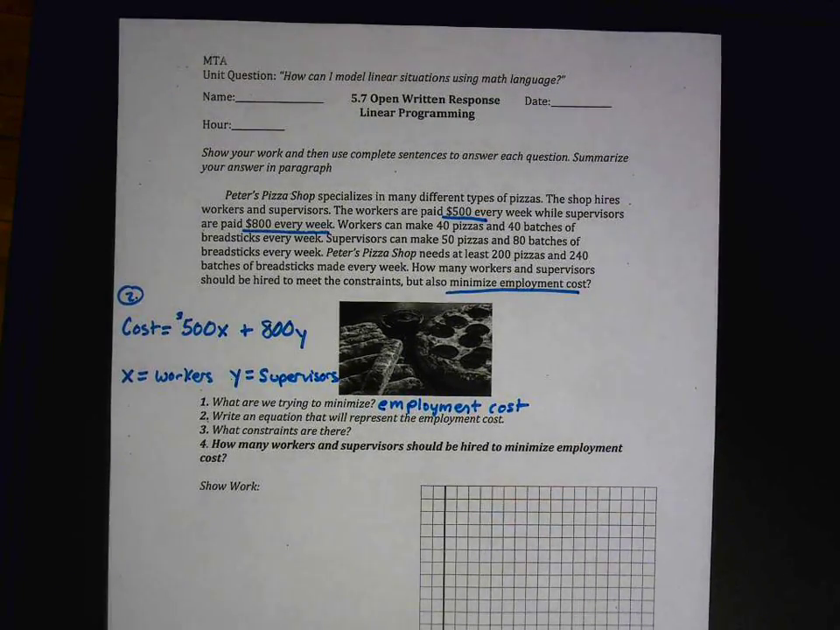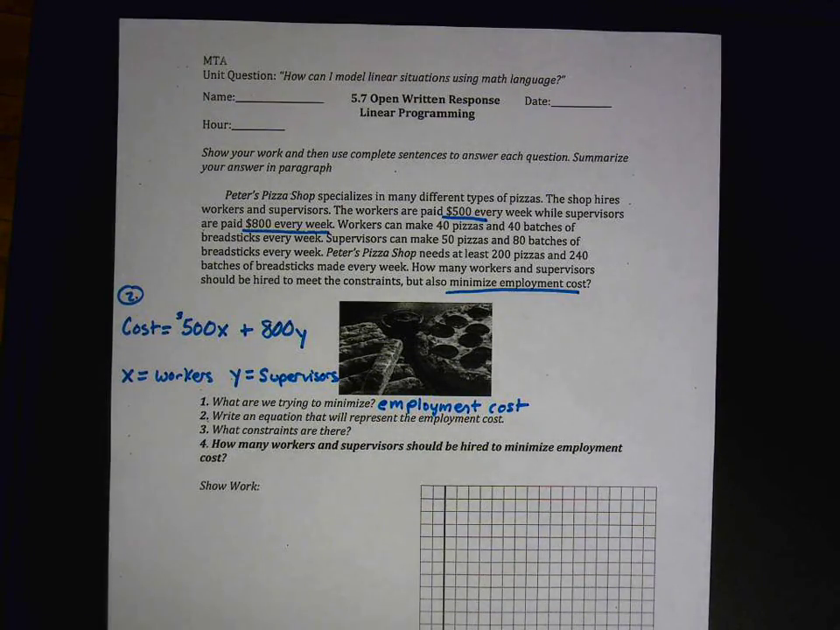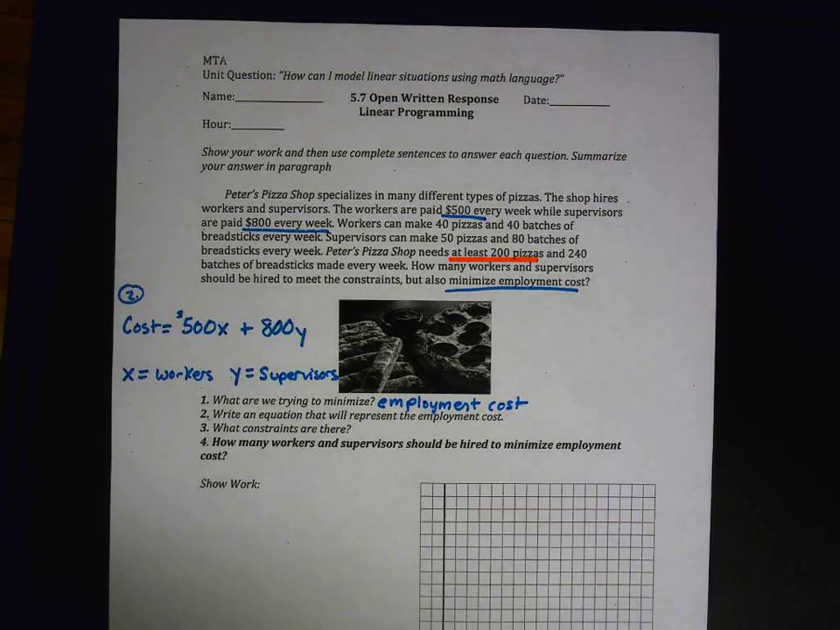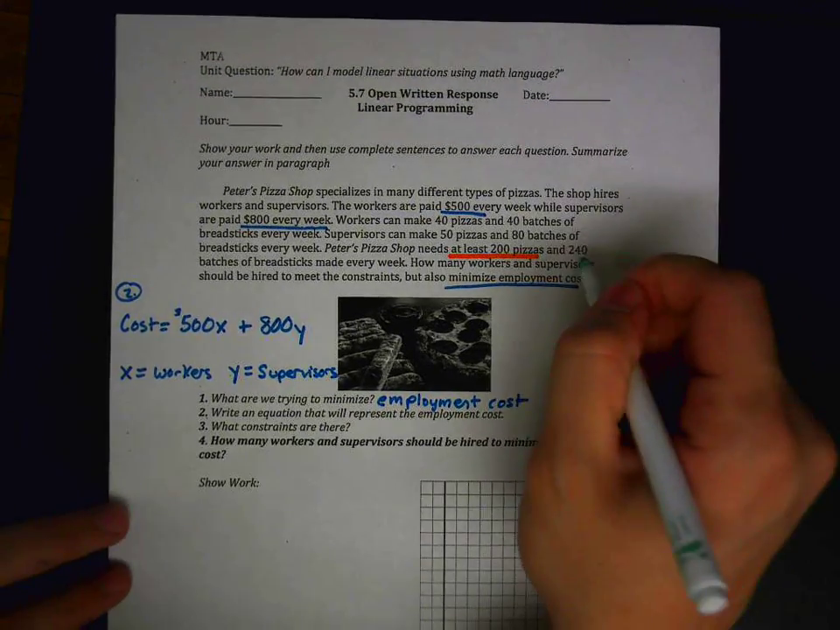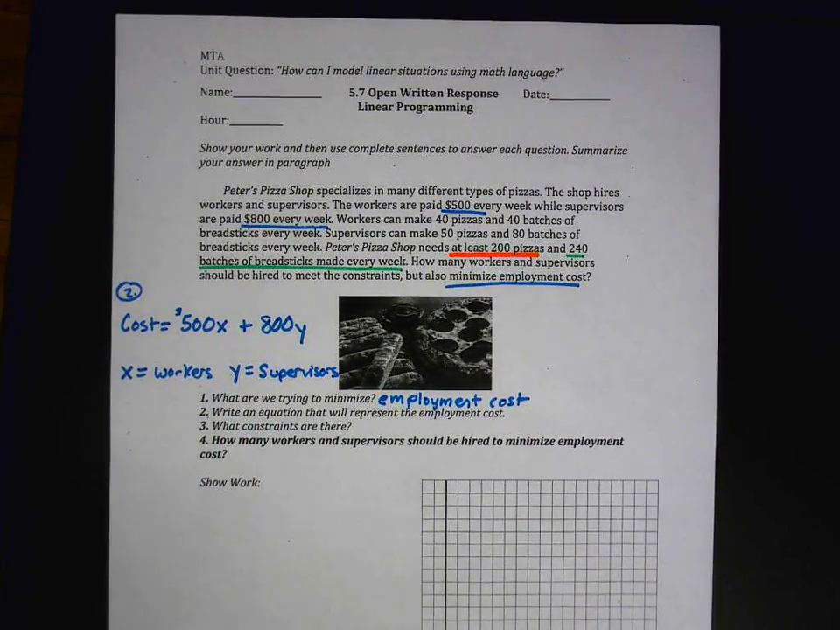And this is probably the hardest part of the problem. When I think of constraints, I think of limits, or what do I have to do? And looking at this, we have a lot of information. But the words that jump out at me are right here: we need at least 200 pizzas, and at least 240 batches of breadsticks. These are our constraints right here.